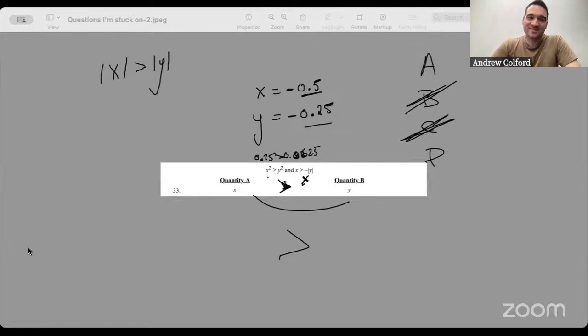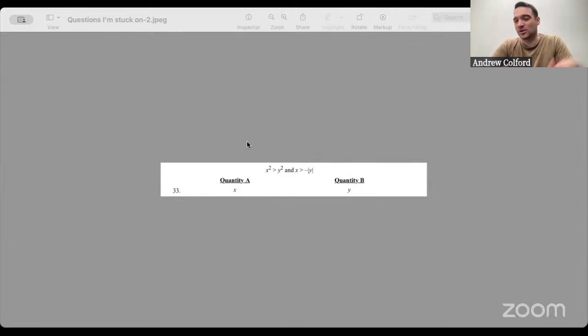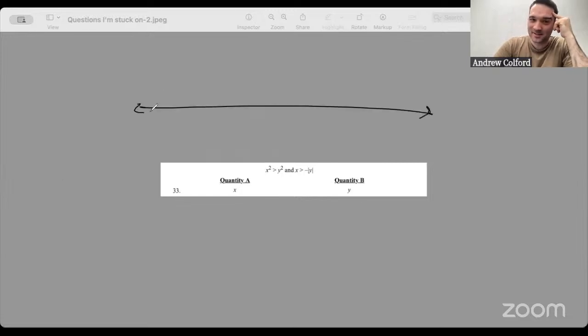99% sure it is. And the way to be 100%, I may be able to articulate this, I may not, is with a number line. So x squared is greater than y squared. That could mean that x is here and y is here. That's one possibility. So they're both positive numbers, right? And x is greater than the absolute value of y. Well, that's true.